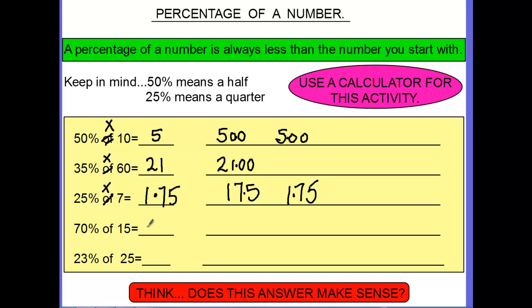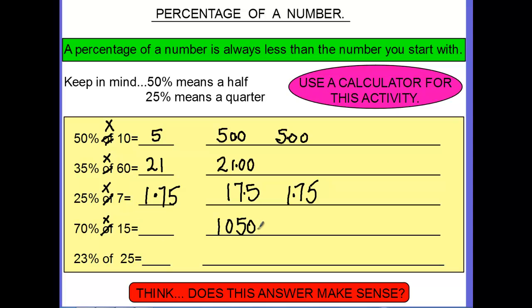Right, next one. 70% of 15. Remember, that is a time sign now. So now we've got the two numbers that we're looking at. We've got 70 and 15. 70 times 15. And the answer is 1050. Right, so we want 70% of 15. So remember what it says at the top, it must be less than 15.